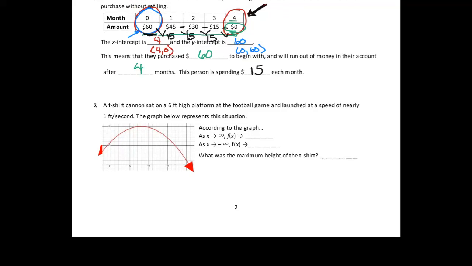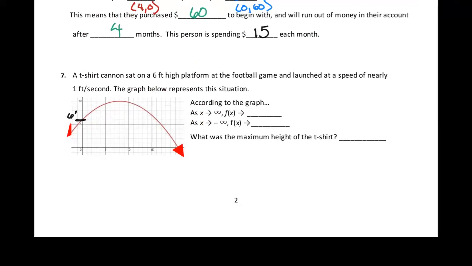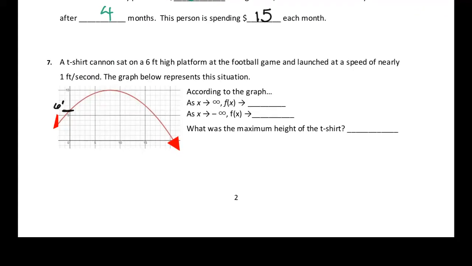A t-shirt cannon. You know, one of those things that goes off and gives you a t-shirt. They put it on a 6-foot high platform right here. That is 6 feet. And they launch it at a speed of nearly 1 foot per second. The graph below represents the situation. According to the graph, as x approaches positive infinity, what direction is that? If x is approaching positive infinity, that is to the right.